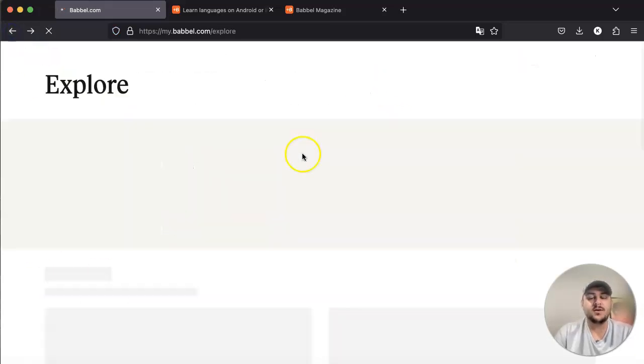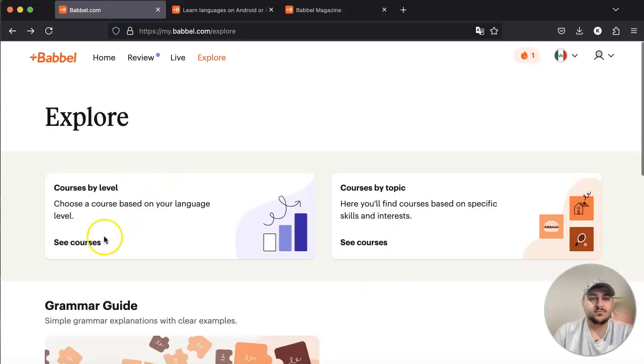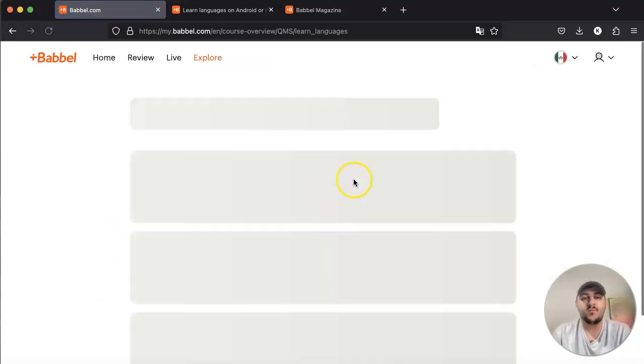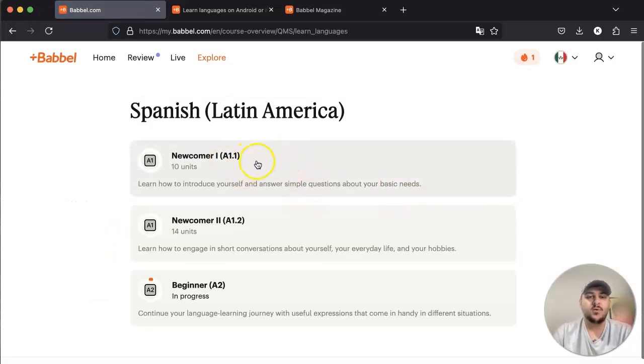So if we go back, by level, newcomer 1, newcomer 2, and then mine started at beginner. So I did start at a few levels higher than newcomer, but still pretty early on.